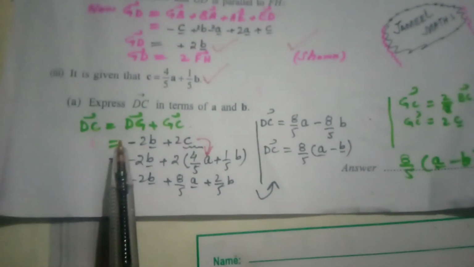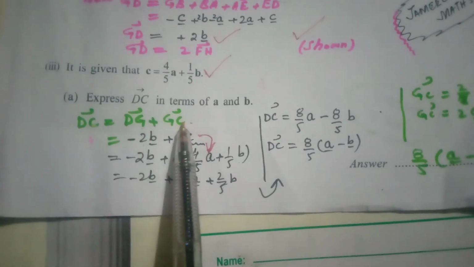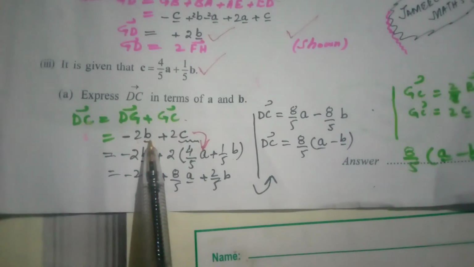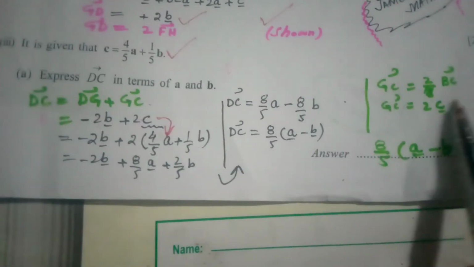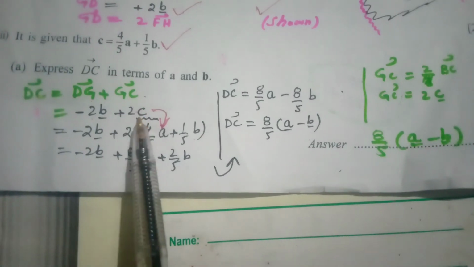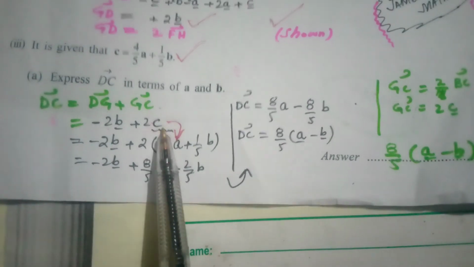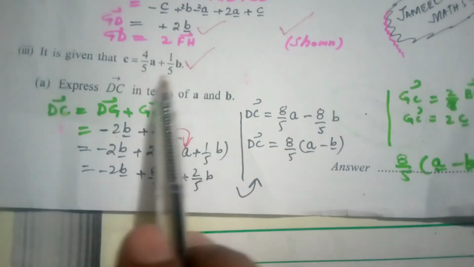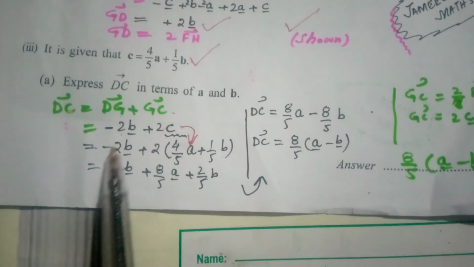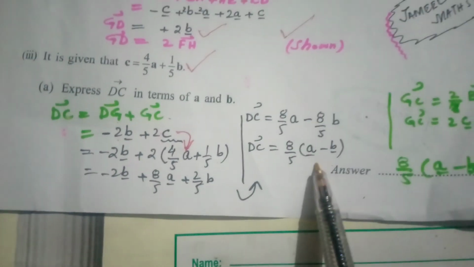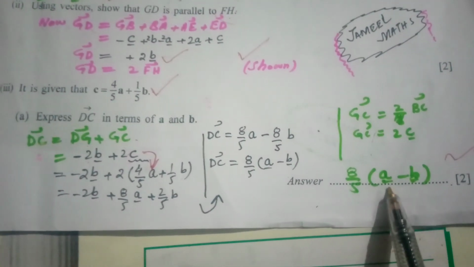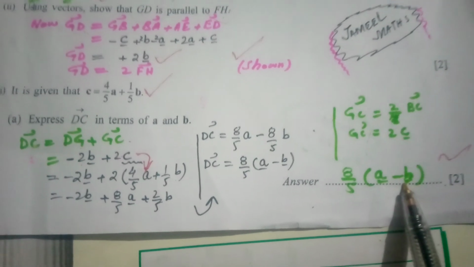Okay, DC can be written as DG plus GC, and the values are given to you. DG is minus 2B and GC, we have got the method here. We find GC is equal to twice of C, where the value of C is given to you, and you just replace this value into C and simplify, and at the end we got the answer 8 upon 5 into A minus B.